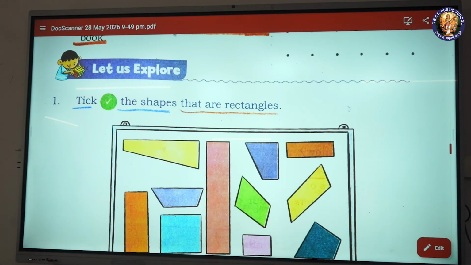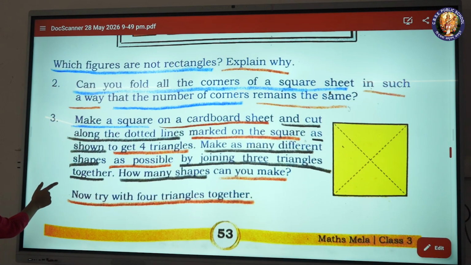Let us explore. 1. Tick the shapes that are rectangles. Which figures are not rectangles? Explain why. 2. Can you fold all the corners of a square sheet in such a way that the number of corners remains the same?